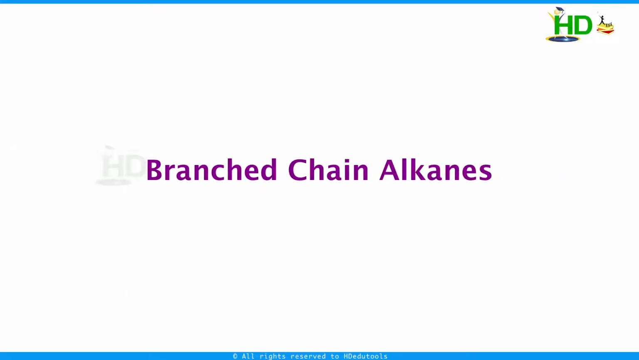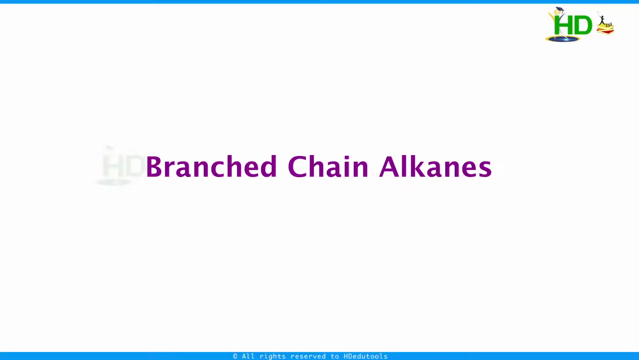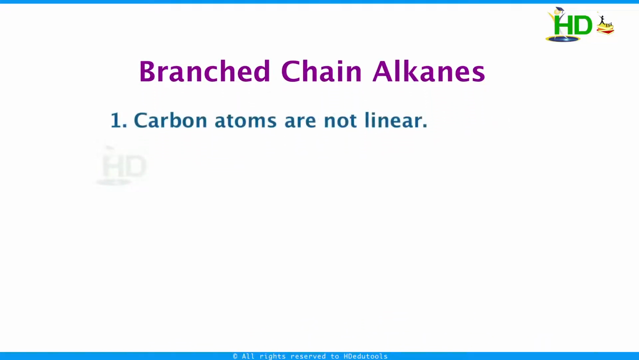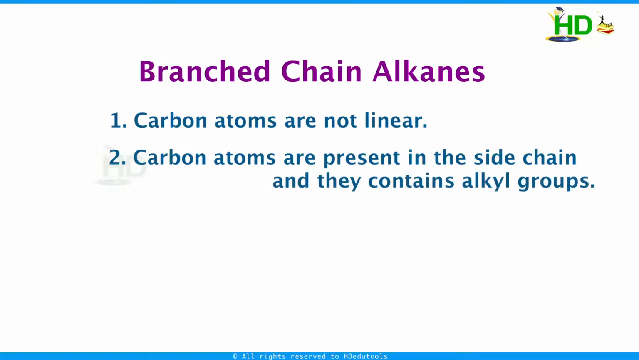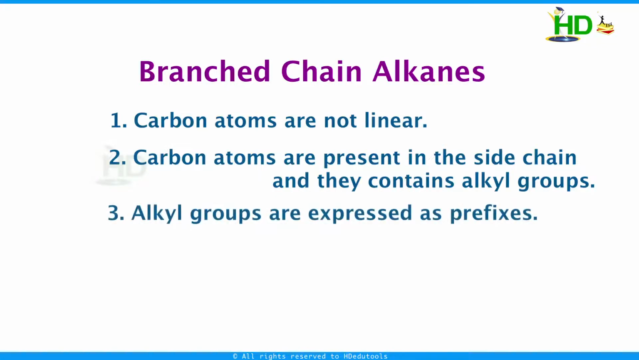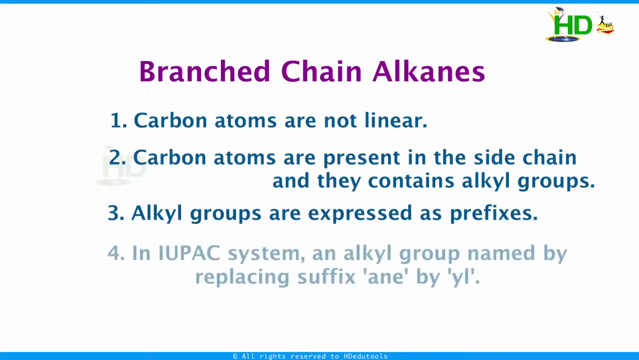Now we take another kind of compound. This is a branched chain alkane. In this case, the carbon atoms are not linear and the carbon atoms are present in the side chain, and they contain alkyl groups, and these are expressed as prefixes in the IUPAC name. In the IUPAC system, an alkyl group is named by replacing the suffix ane by the suffix yl in the name of the parent alkane.